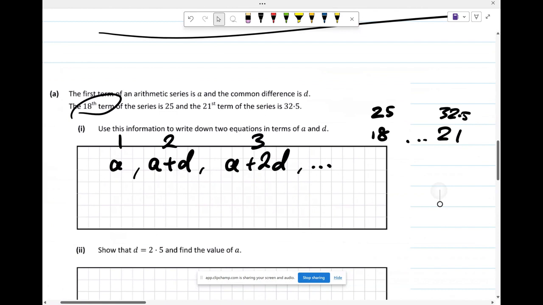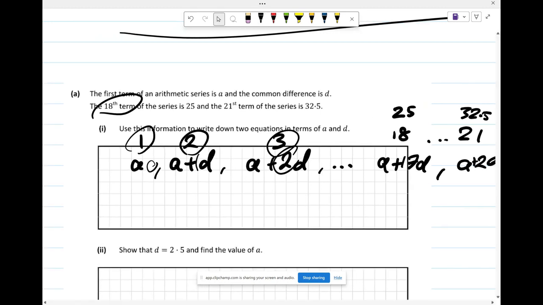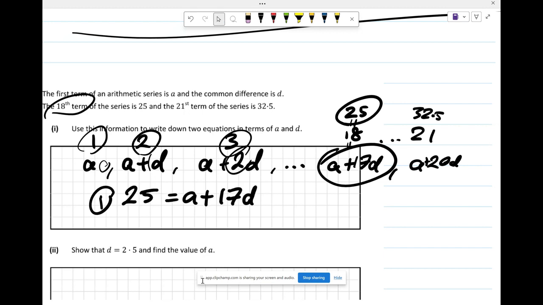Well, first we need an equation for term 18 in terms of A and D. And how are we going to do that? Well, you see the 1 goes with the 0D here. The 2 goes with the 1D. The 3 goes with the 2D, sorry. The 18, therefore, goes with the 17D. And the 21 goes with the 20D. And therefore, our two equations are just this. If 25 is equal to the 18th term and the 18th term is also equal to A plus 17D, then 25 is equal to A plus 17D. And same for our second equation, 32.5 is equal to A plus 20D.